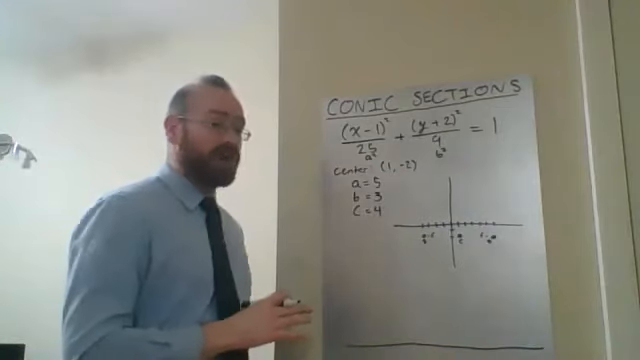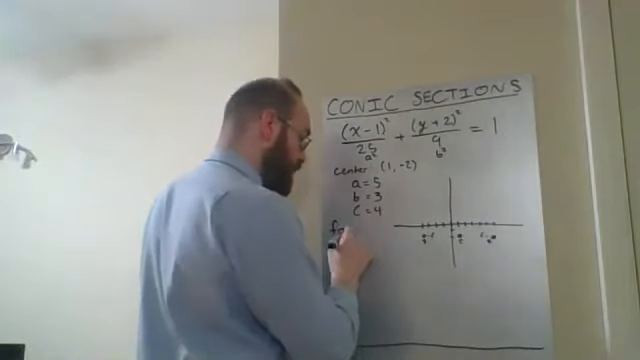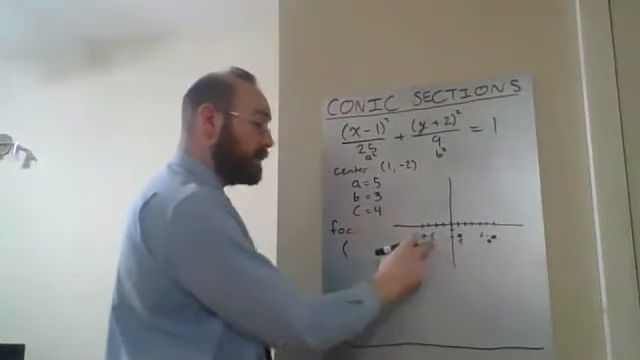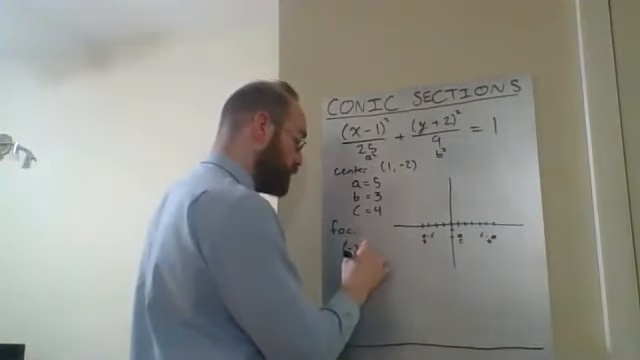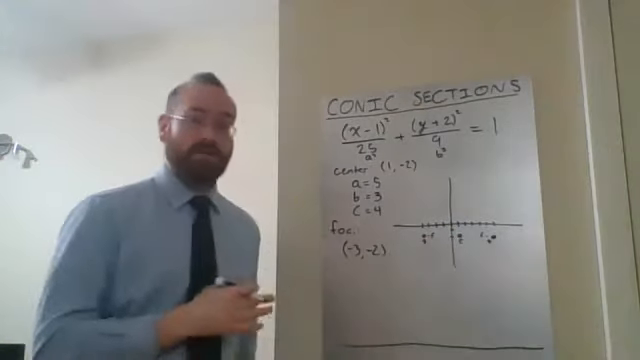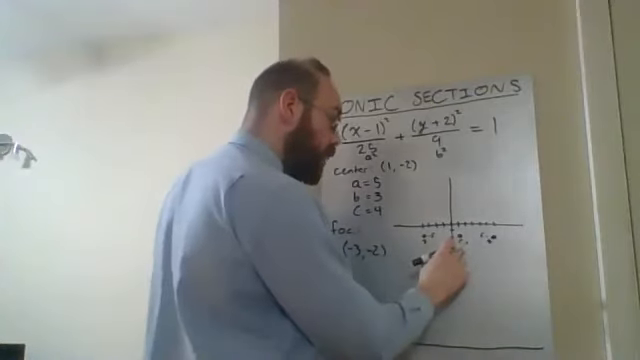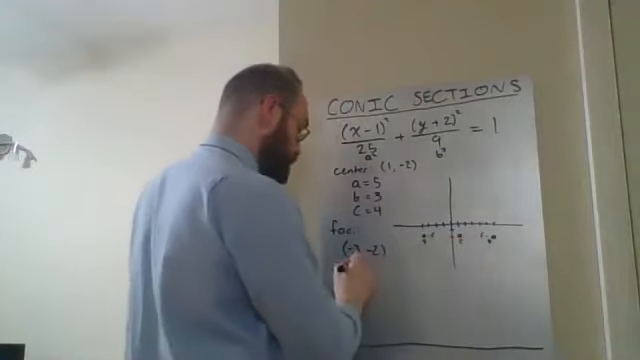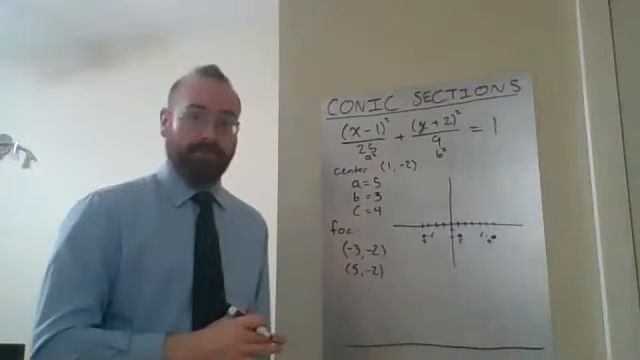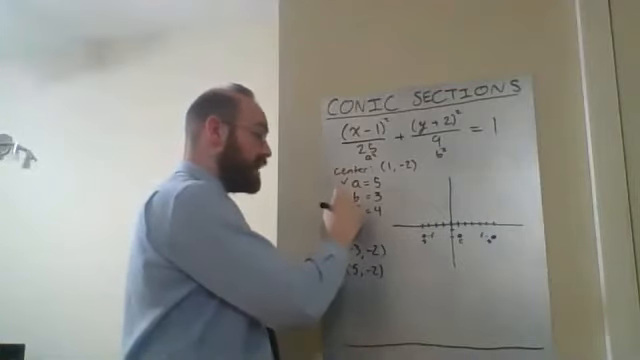So if we wanted to describe these points, our 2 foci, notice that the x value changes. It's 1 minus 4, which would be -3, comma, -2, which is the y coordinate of the center. And then 1 plus 4 gives us 5, comma, -2. So these are the 2 foci.